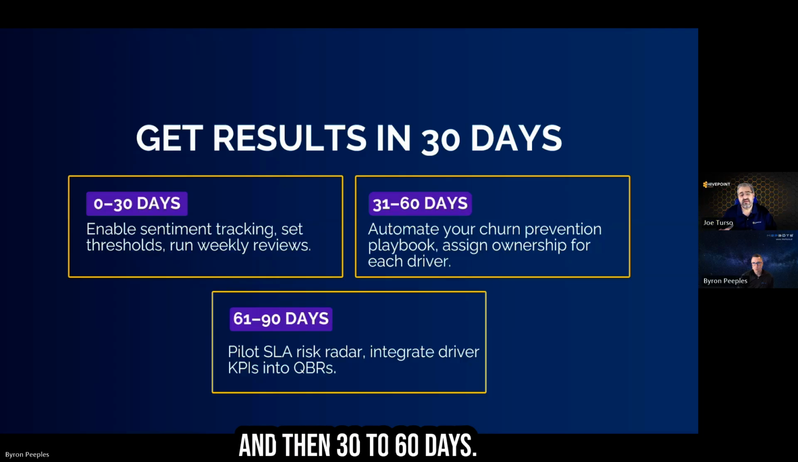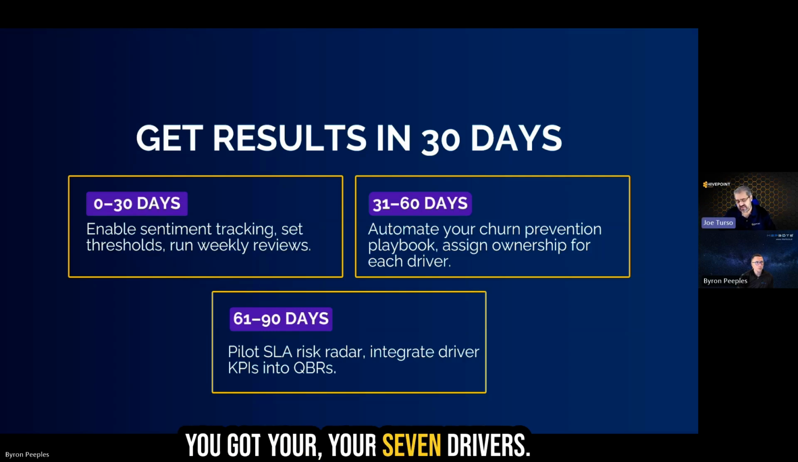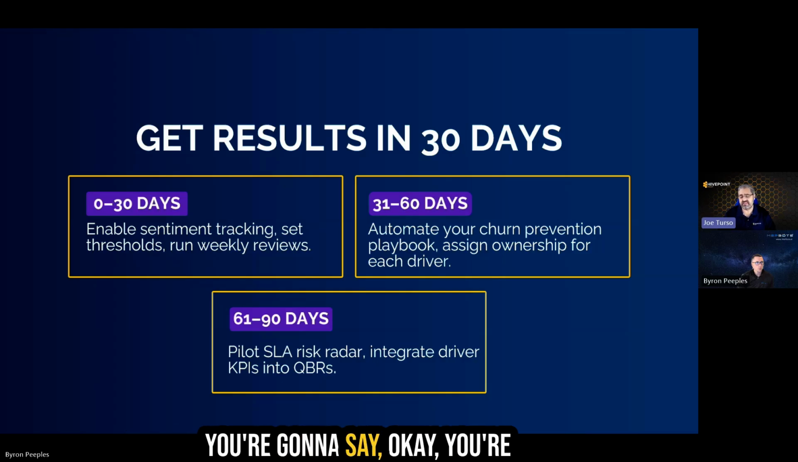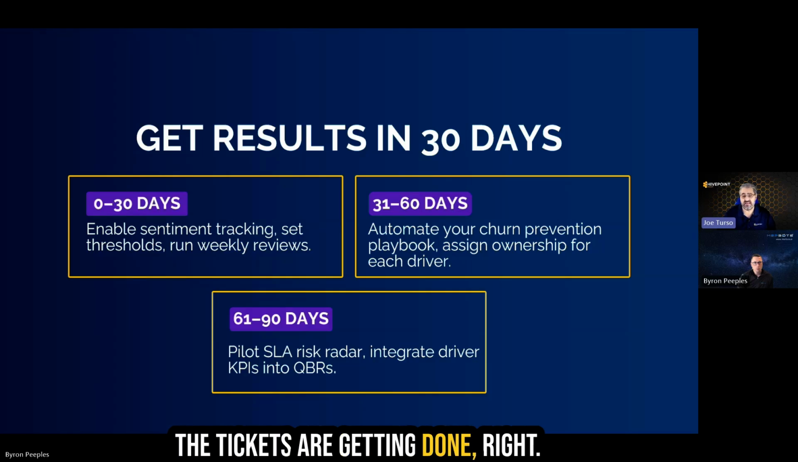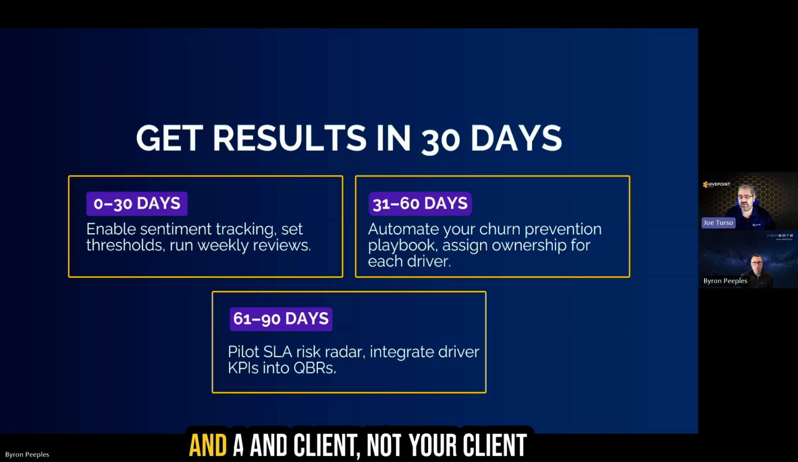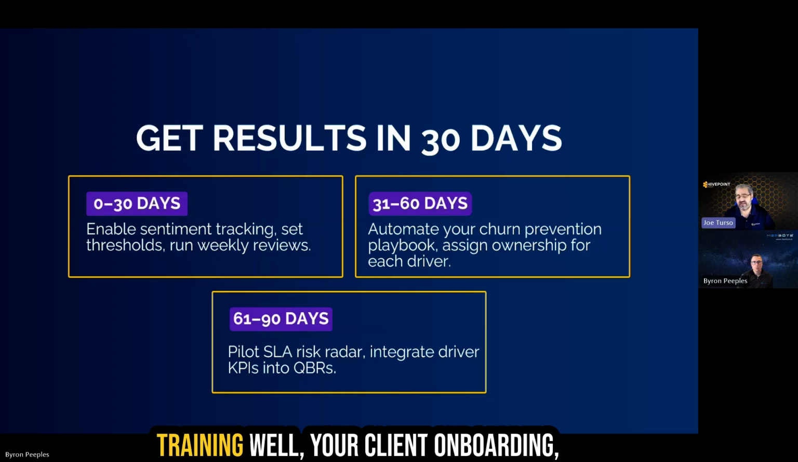And then 30 to 60 days, you're going to start automating your playbook. You've got your 7 drivers. You're going to have an owner for each driver. You're going to say, okay, you're responsible for making sure the CSATs are happening. You're responsible for making sure that the QA portion of the tickets are getting done, right? You're going to do churn prevention by aligning the drivers to your QA and client, not your client training, well, your client onboarding, but your tech training.